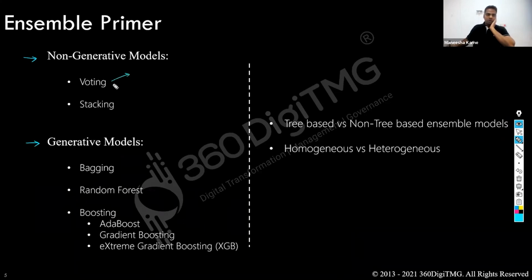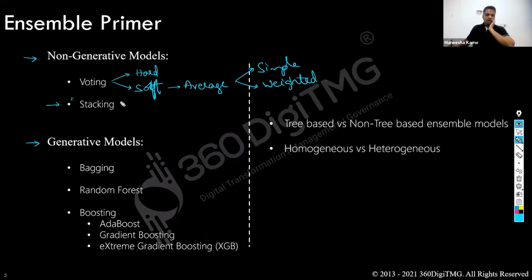And when it comes to voting, we spoke about hard voting and soft voting. Soft voting is very similar to taking an average. When it comes to average, you have simple average and weighted average. And then we also have stacking, which we are yet to discuss. We will discuss it in today's session.